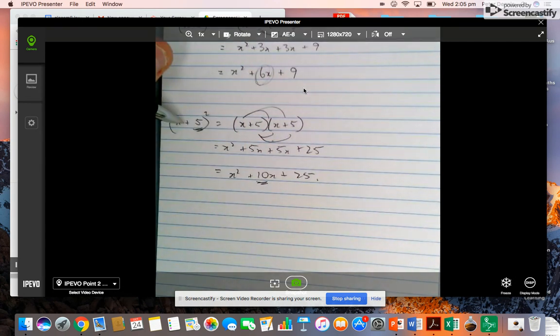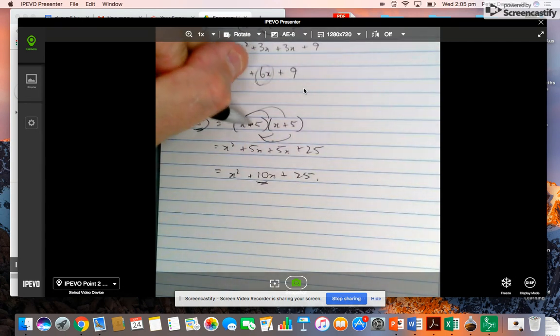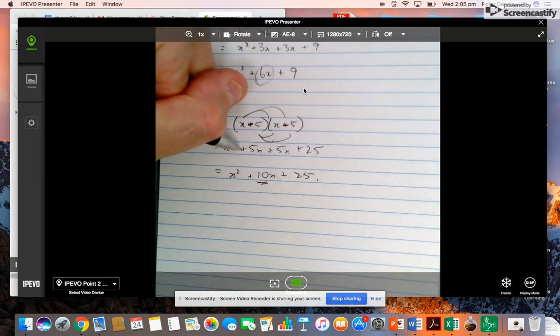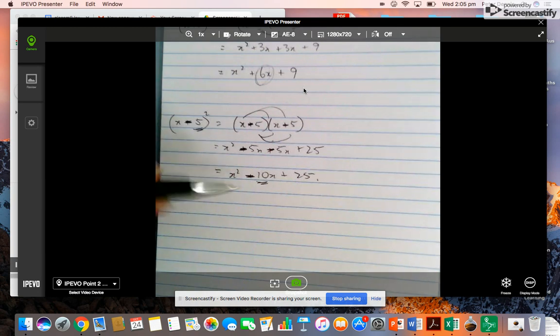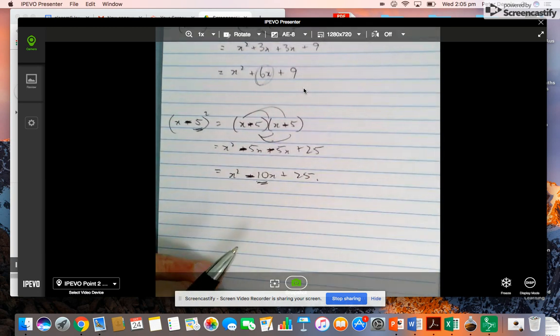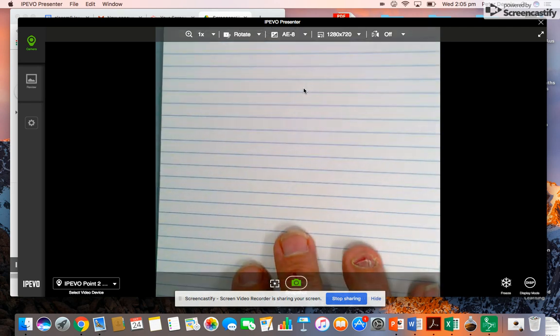And it wouldn't have mattered if this had been minus. All of these would have been minus, so you get minus 10. What's half of minus 10? Minus 5. So it works whether it's a plus or minus. And when we're completing the square, what we're basically doing is doing that in reverse.